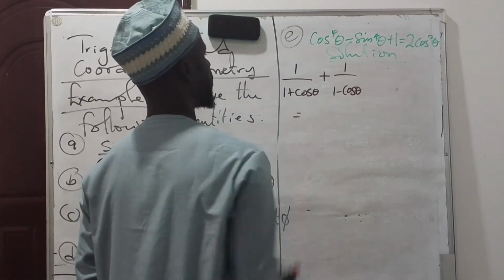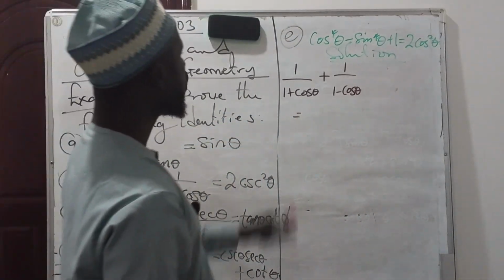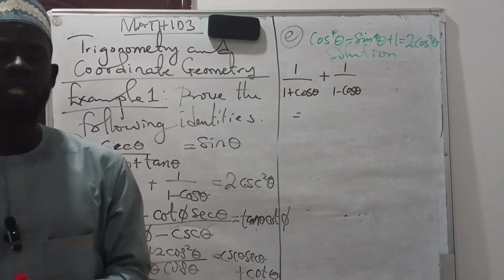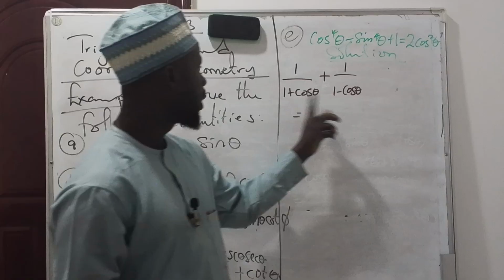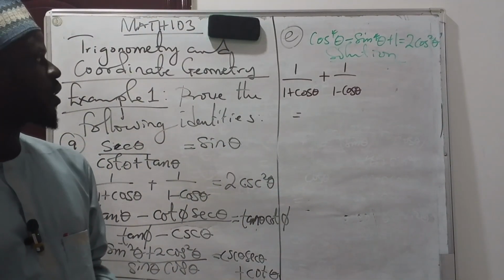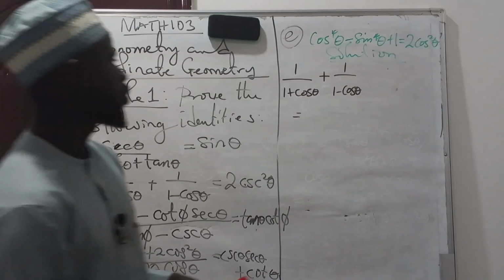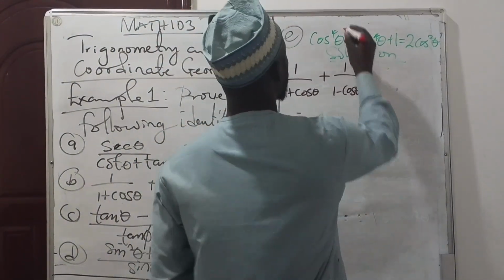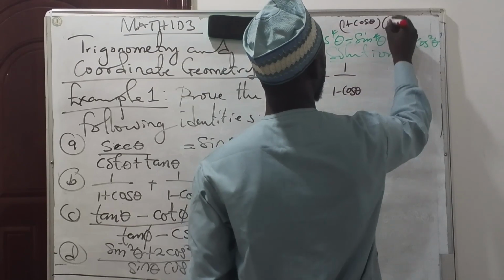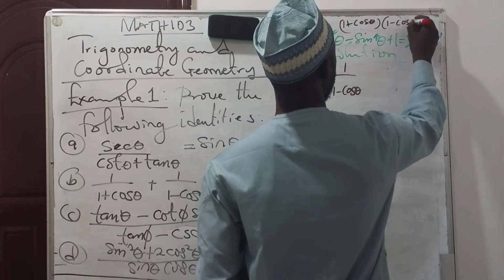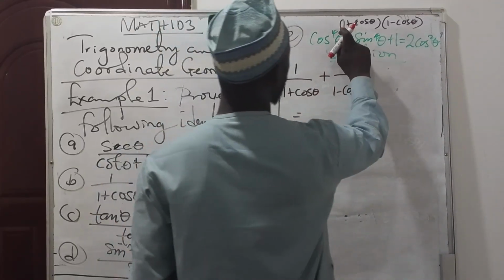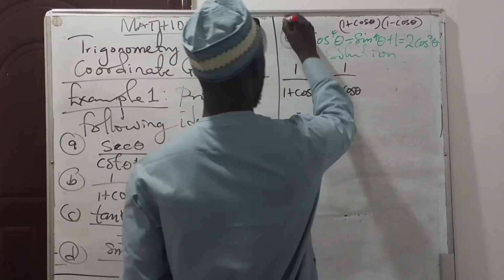So this is equal to, now to add, these are just fractions. Now to add, you need to take the LCM. You can see none is a factor of the other, and so therefore their product is their LCM. But so the LCM is 1 plus cos theta into 1 minus cos theta. That is the LCM. But if you multiply 1 times 1, you have 1.